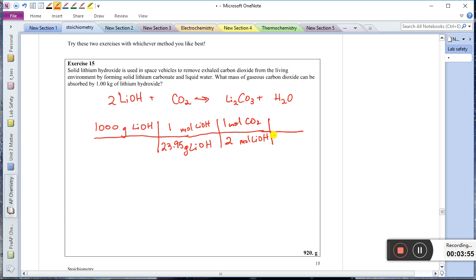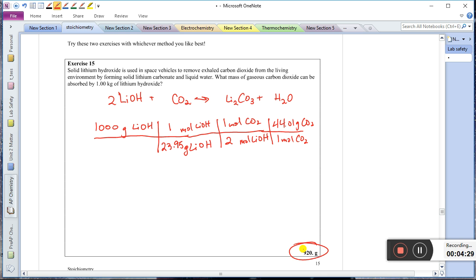Okay. And so we've got 1 mole of CO2 on top. We also need moles of CO2 on bottom. And then we need our molar mass on top, which is what? 44.01 grams CO2. It is entirely possible you have the molar mass of carbon dioxide memorized by the end of the year because it shows up a lot. Alright. So, multiply across the top, divide by what's underneath, we should end up with our 920 grams.